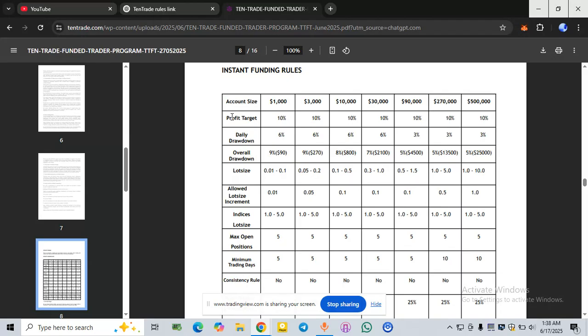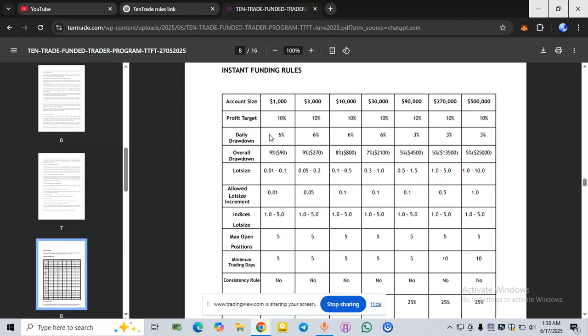Now one of the new things they brought into the instant forex account is now you have profit targets. Now this simply means that you need to make up to 10% of any account before you can get payout. So if you make less than 10%, you are not eligible to request for withdrawal. So you must make up to 10% to make withdrawals from that particular account. So as you can see, each account over here, from the 1k account all the way to the 500k account, you need to make up to 10% before you can request for withdrawal.